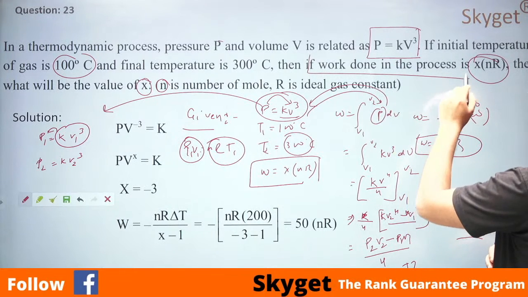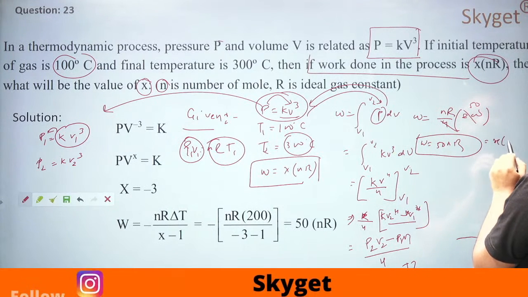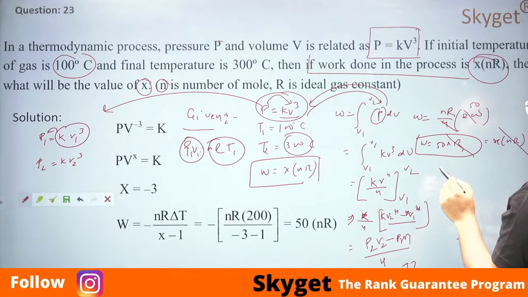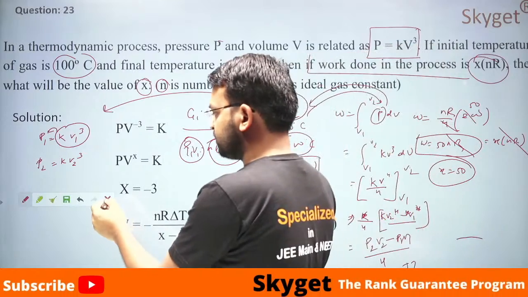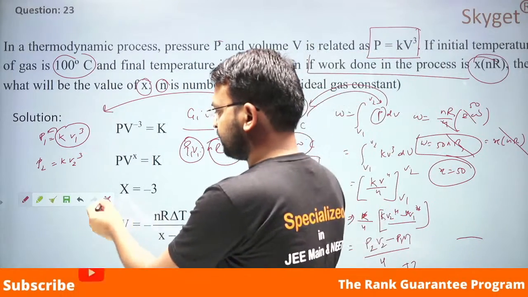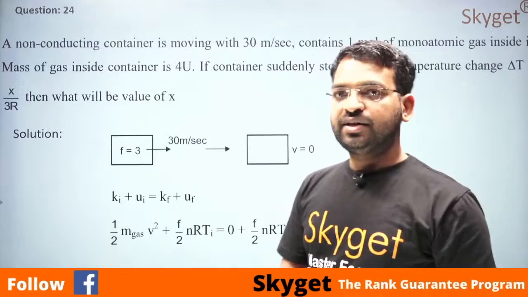They have given that work done is equal to X times nR. nR cancels, X has to be 50. That has to be your answer. This is the process you have to follow to get your answer. So the solution for this is, the correct answer is 50.